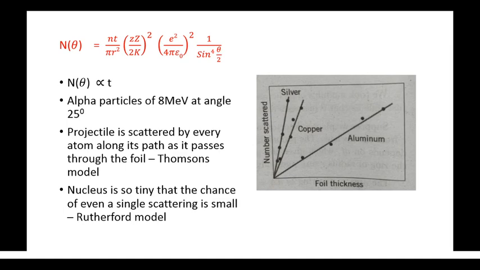From this, they concluded that the nucleus is so tiny that the chance of even a single scattering is small. Whereas Thomson had predicted that all the alpha particles getting into the atom are deviated or scattered, but it was wrong. According to the Rutherford model, only a small number of alpha particles get deflected because the positively charged nucleus is very small, so the chance of even a single scattering is small.